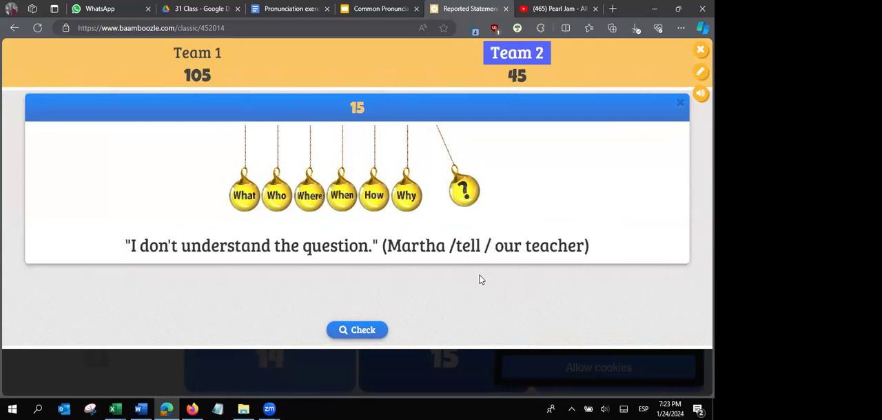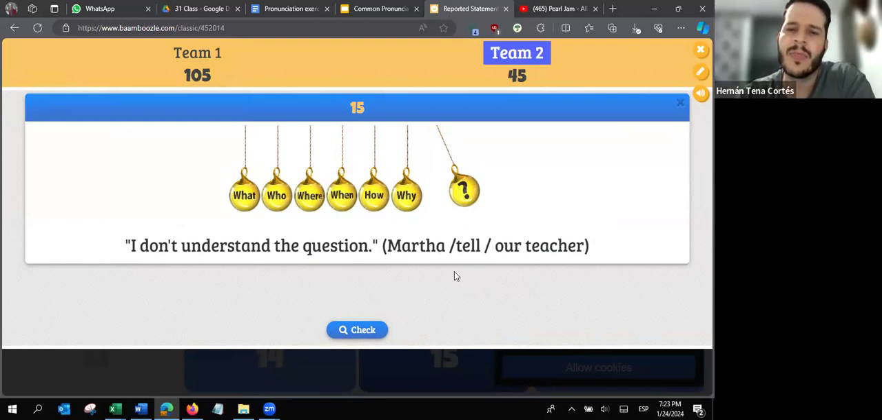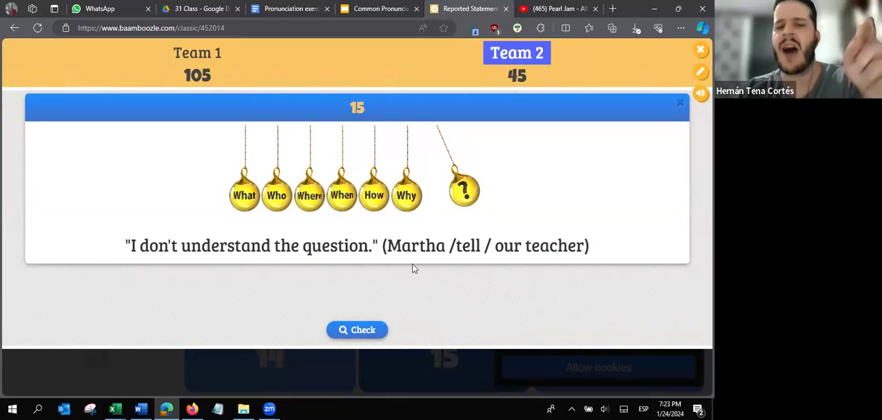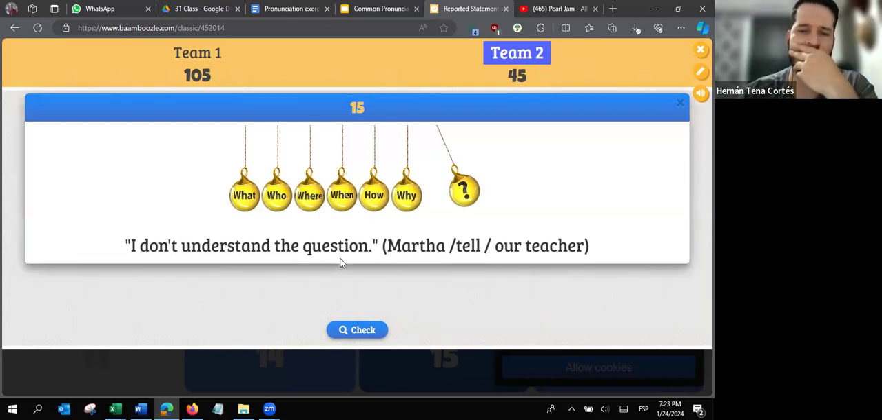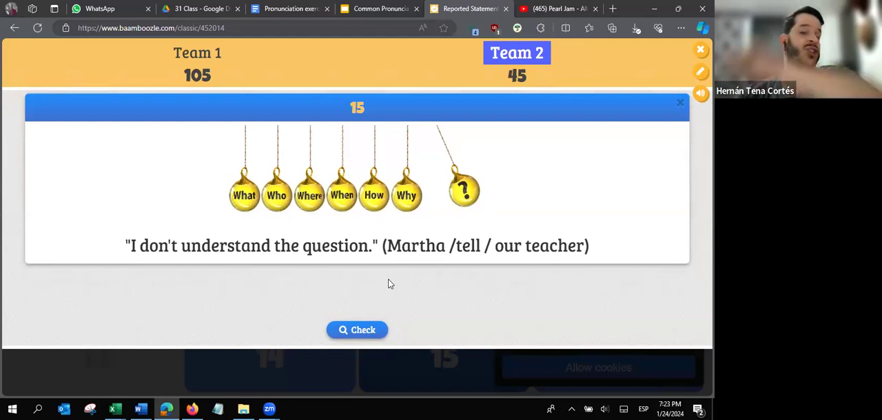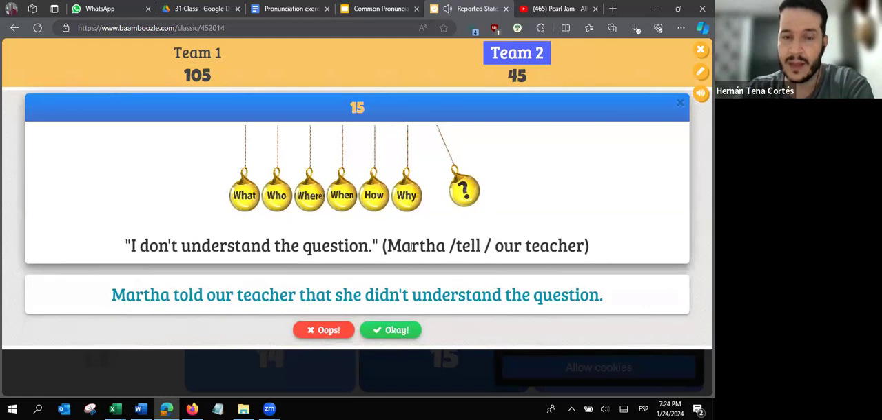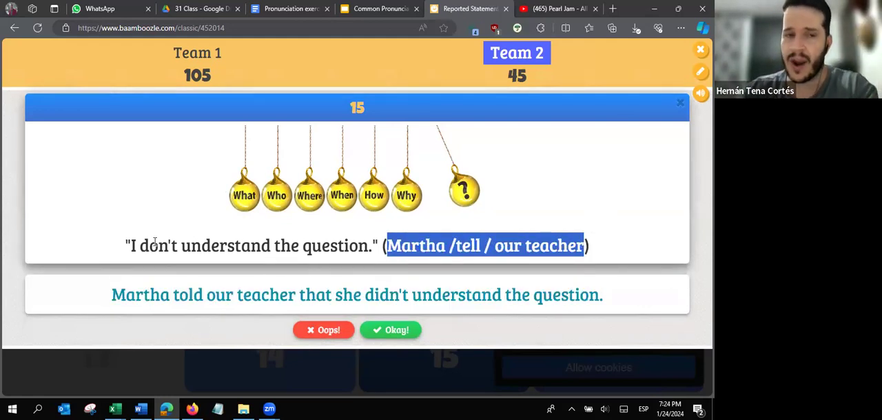Marta told our teacher, yes, I don't understand the question. Very good. Now, how would you tell me what she said? Well, how would you say it there? Very similar to what Adriana just did. You would say, Marta told her teacher that she didn't understand the question. Because, I mean, what you said is correct.